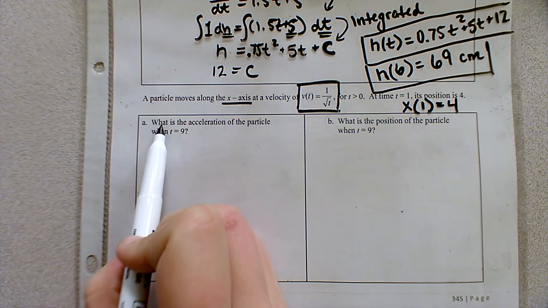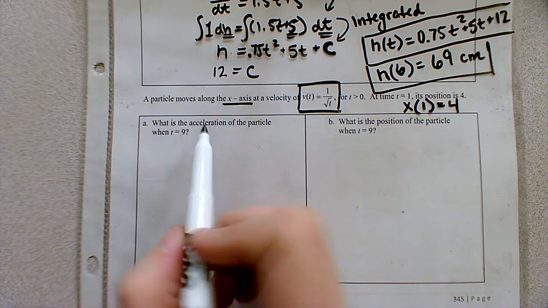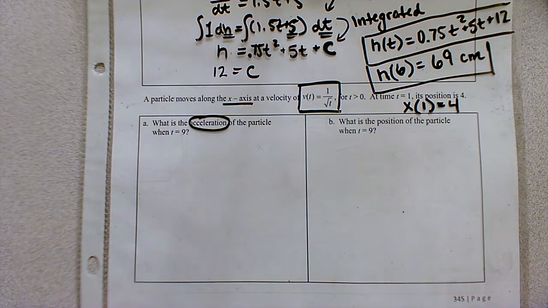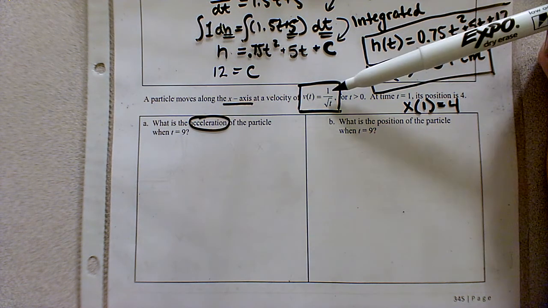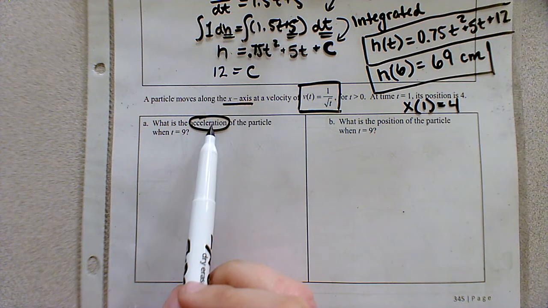All right, so let's see. What is the acceleration of the particle at time 9? So we have to think about, they give us velocity, they're asking us about acceleration.